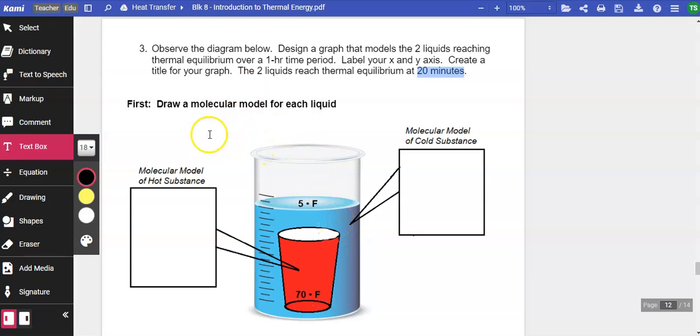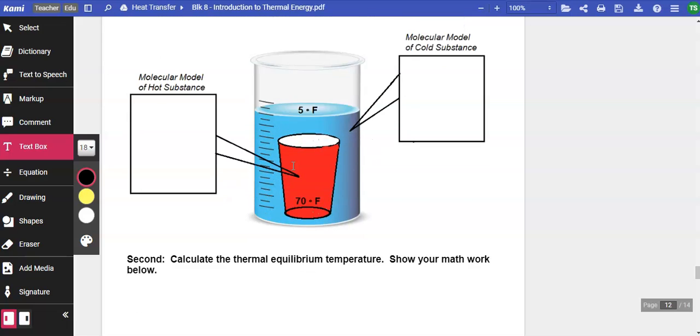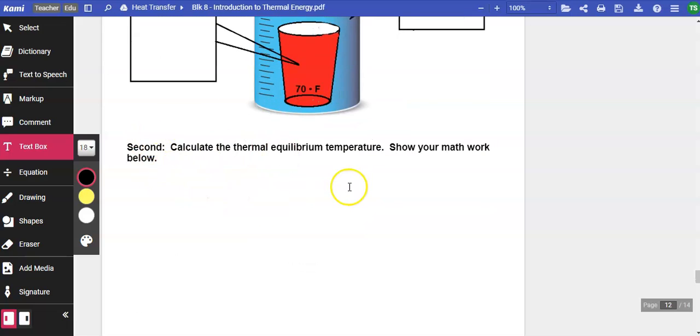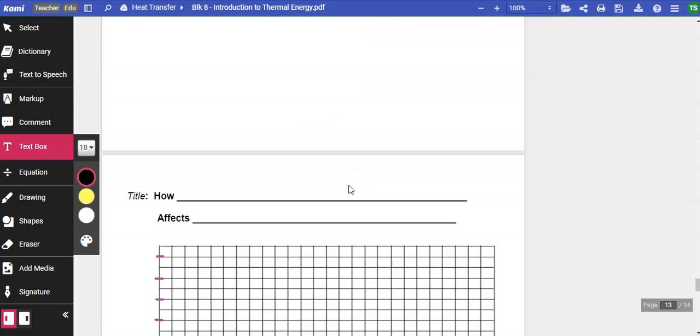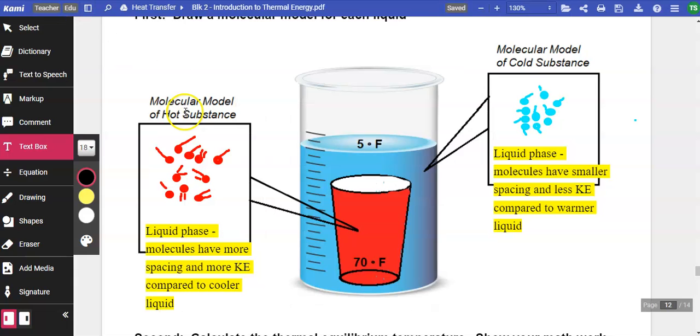So we're going to take it in steps. Step 1, they want you to draw a molecular model of each mysterious liquid. Step 2, calculate thermal equilibrium temperature. And step 3, make a graph. Okay? So hopefully you stop the video before you looked at this answer.